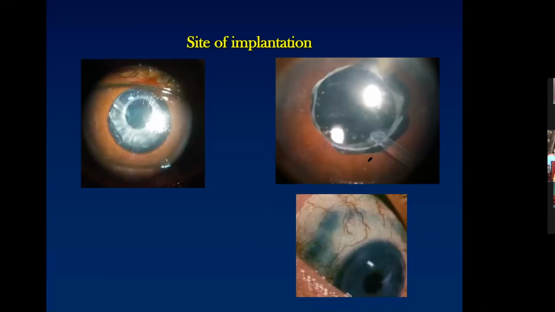One advantage of using a tube implant is that you can put it in any area of the eye. You can put it in the sulcus, as in cases of post-PK eyes or post-DSEK eyes, so that the tube remains away from the cornea.